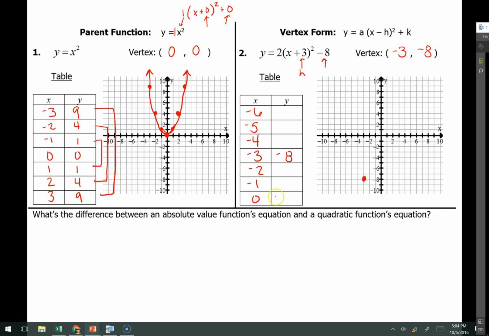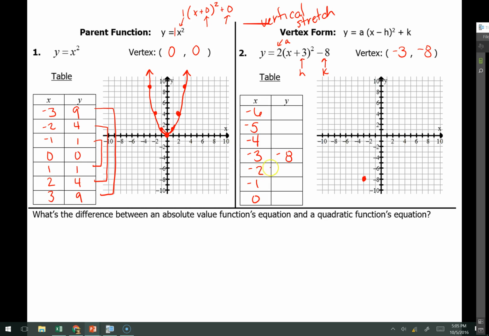Now we need to fill in the rest of this table so that we can do the rest of this graph. The a value in this baby function, if you will, because it's not the parent, it's a transformation of it, is 2, which means that we're going to have a vertical stretch. It's going to be stretched upwards or taller, more narrow than the parent function that we just graphed. So let's look at how that happens.